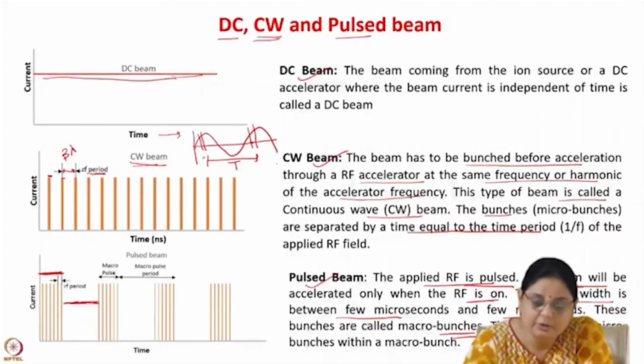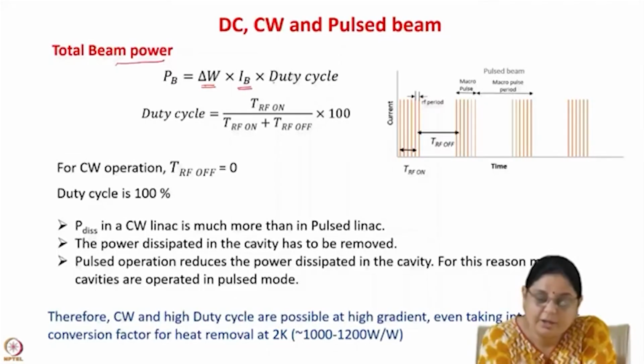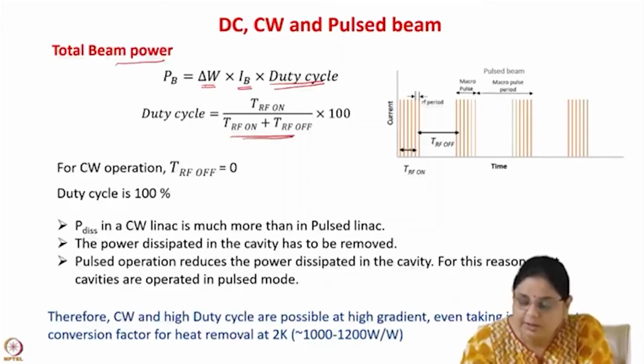In an RF accelerator, you can accelerate only a CW beam or a pulsed beam. A DC beam is accelerated in a DC accelerator. The total beam power is given as delta W into IB into duty cycle, where delta W is the energy gain and IB is the beam current. So what is duty cycle? The duty cycle is defined as the ratio of the time for which the RF is on to the total time of the RF. Here the RF is on for this duration and then it is off for this duration. So this is the total time period.